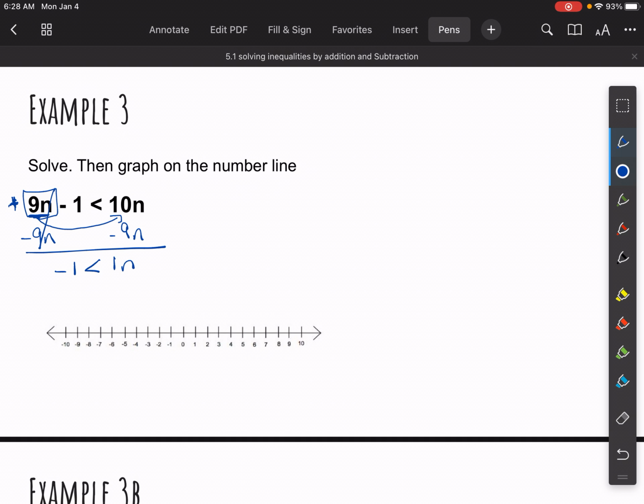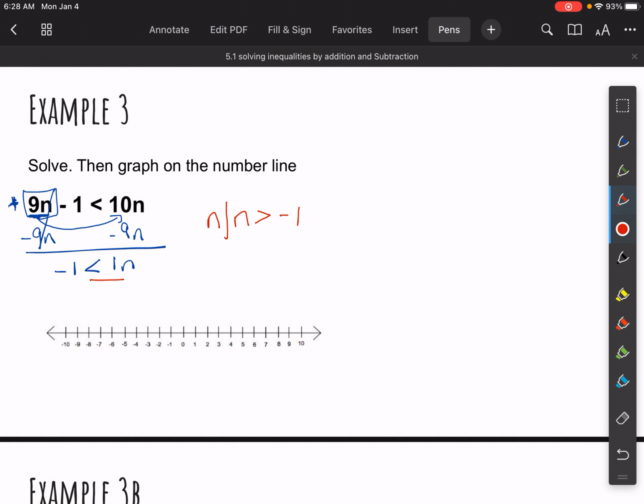Now, notice that the variable's on the right side. I want it on the left side. There's a 1 there with the n. Not a big deal. It's the same thing as just n. So what I'm going to do is rewrite it, and I'm going to say the set of values n, where n, and notice the alligator ate the n, is greater than negative 1.